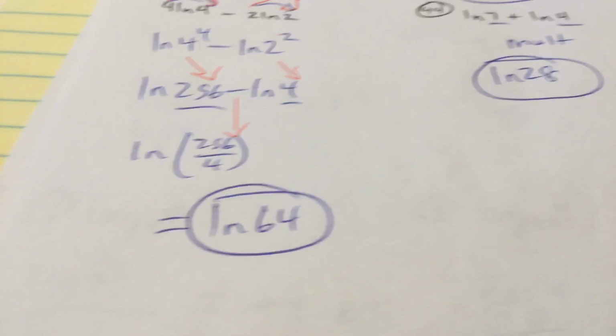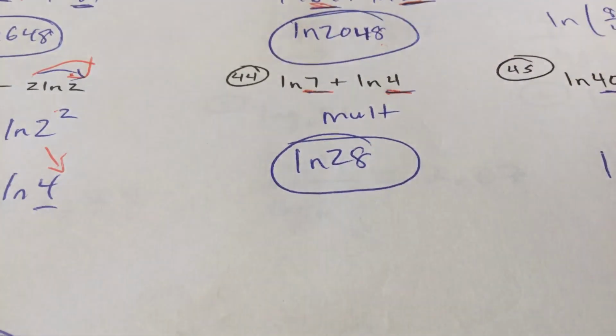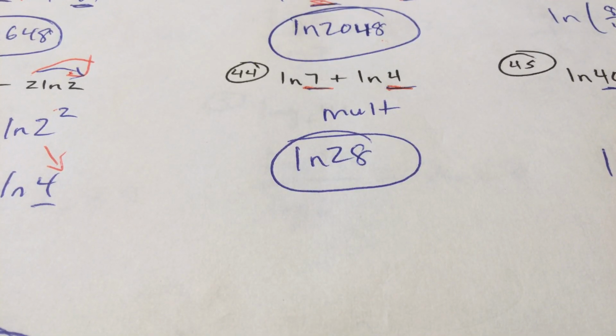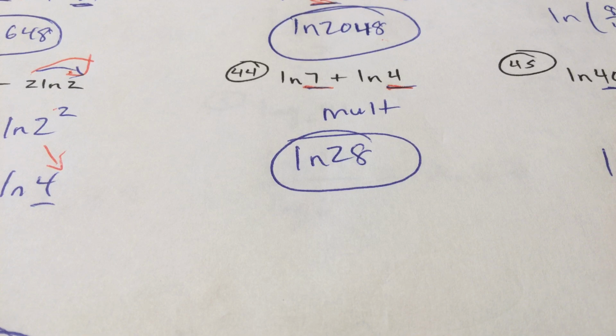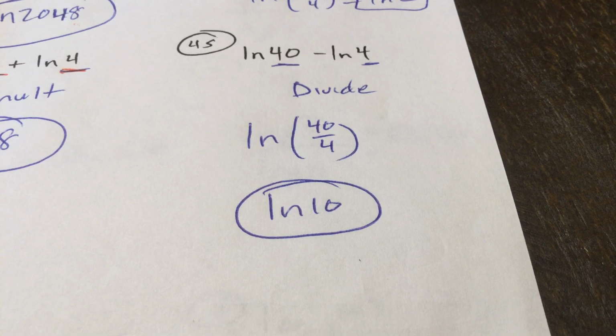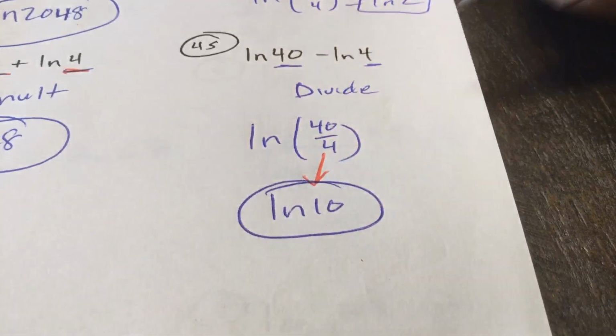And the last two, 44 couldn't have been simpler. You don't have to do any simplifying there. It's just to get your answer. It's the product property, just multiply. Natural log of 7 times 4 is natural log 28. Multiply them together. And 45, that's just the simple quotient property. Natural log of 40 minus natural log of 4, we simply divide. Natural log of 40 divided by 4, which is natural log of 10.